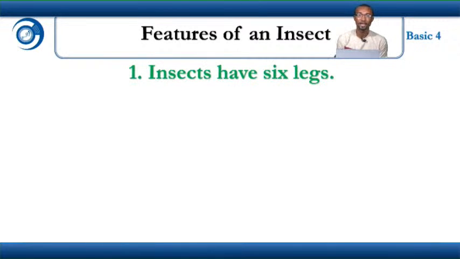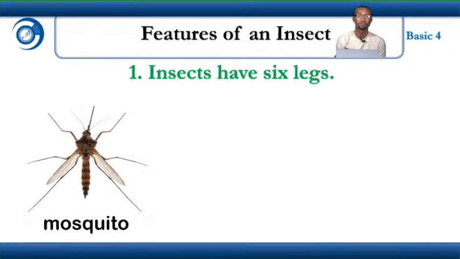The first feature is that insects have 6 legs. You know that we humans have 2 legs. If you take a dog, it has 4 legs. But when we talk about insects, they have 6 legs. Let's look at the insect mosquito.